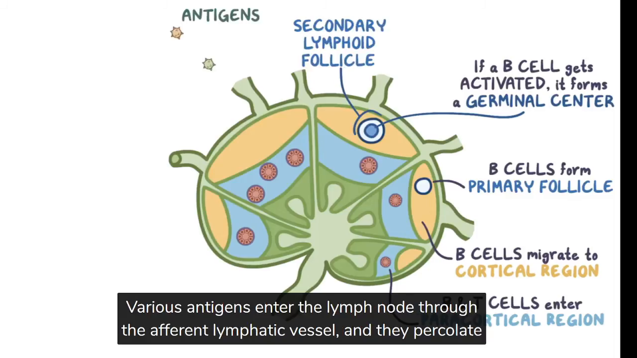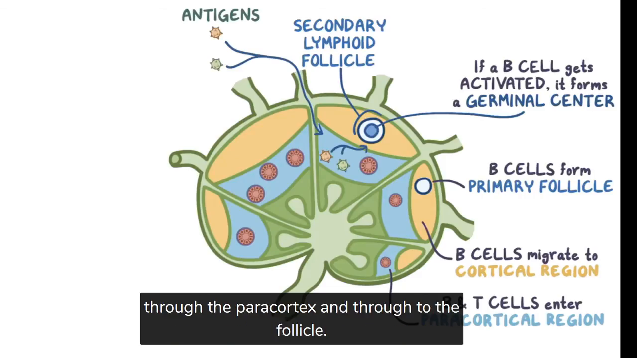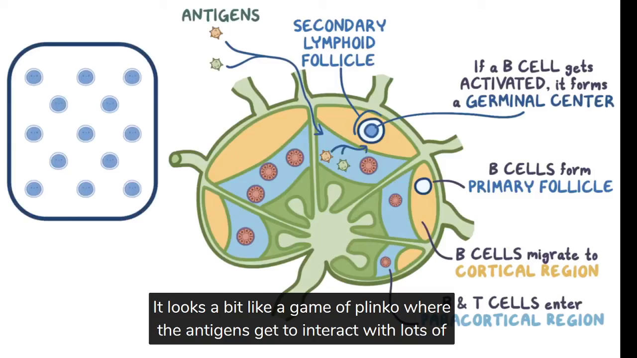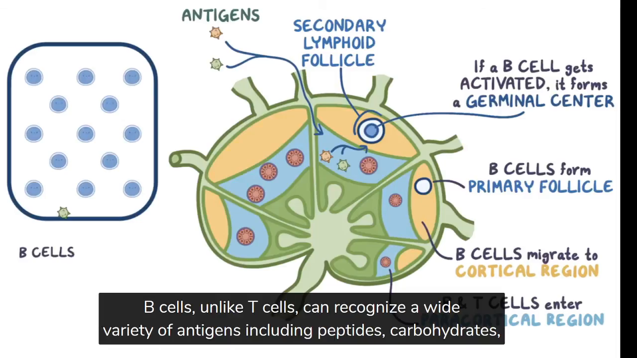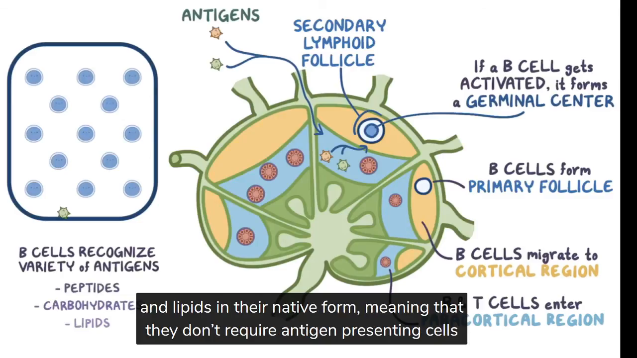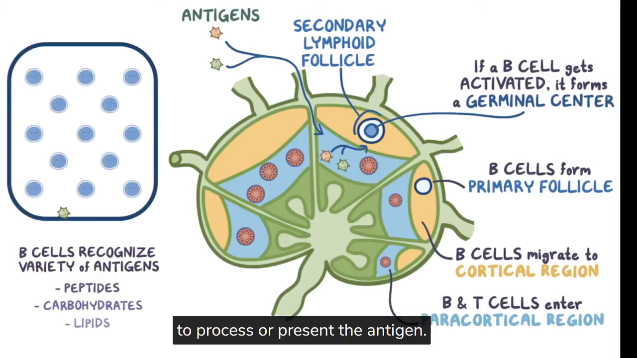Various antigens enter the lymph node through the afferent lymphatic vessel, and they percolate through the paracortex and through to the follicle. It looks kind of like a game of Plinko, where the antigens get to interact with a lot of B cells in the follicle. B cells, unlike T cells, can recognize a wide variety of antigens, including peptides, carbohydrates, and lipids in their native form, meaning that they don't require antigen-presenting cells to process or present the antigen.